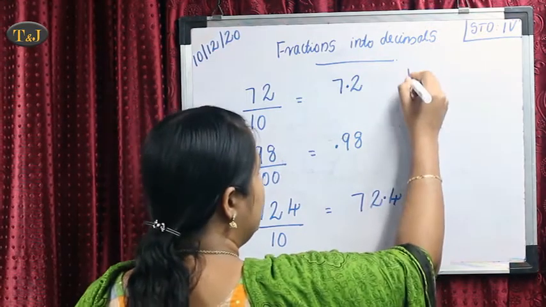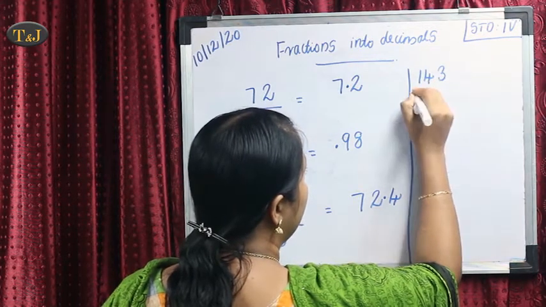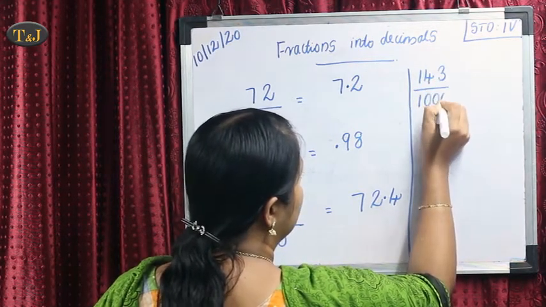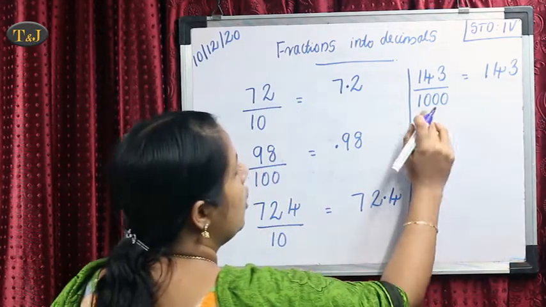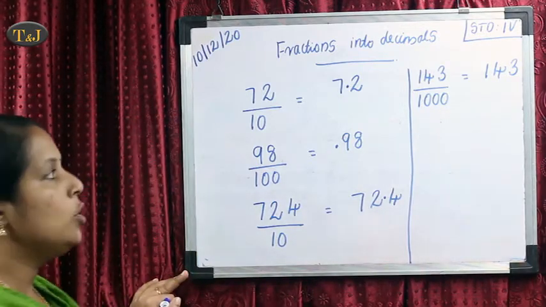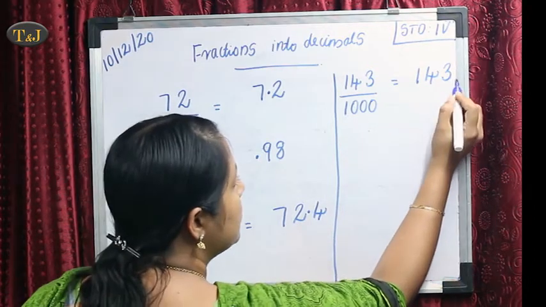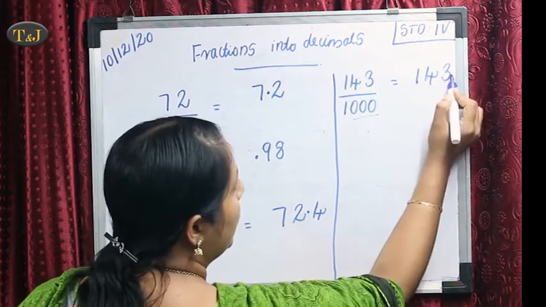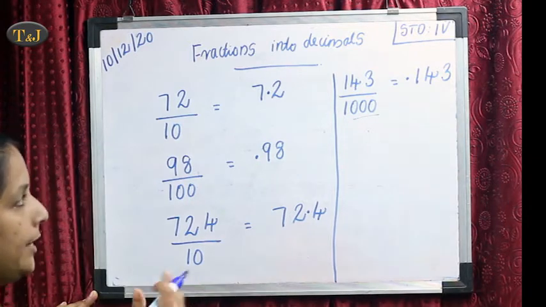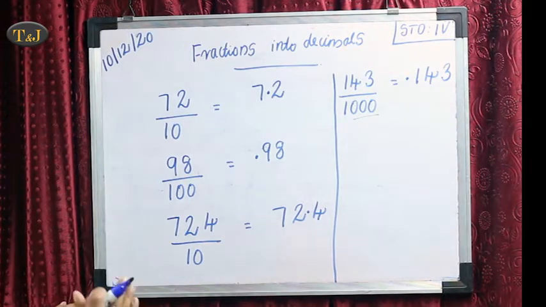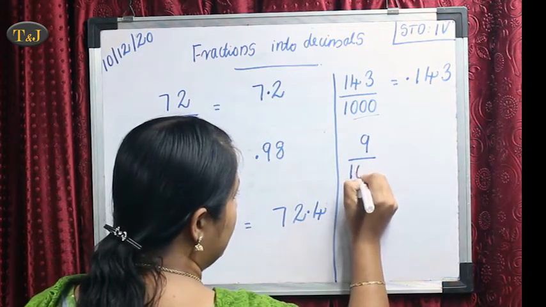Then one more example. Take the number 143 by 1000. First we write the number 143. Then how many zeros here? There are 3 zeros. So we put the decimal point after 3 digits from the right side of the numerator. We count 1, 2, 3, then put the point here. So 143 divided by 1000 equals 0.143.